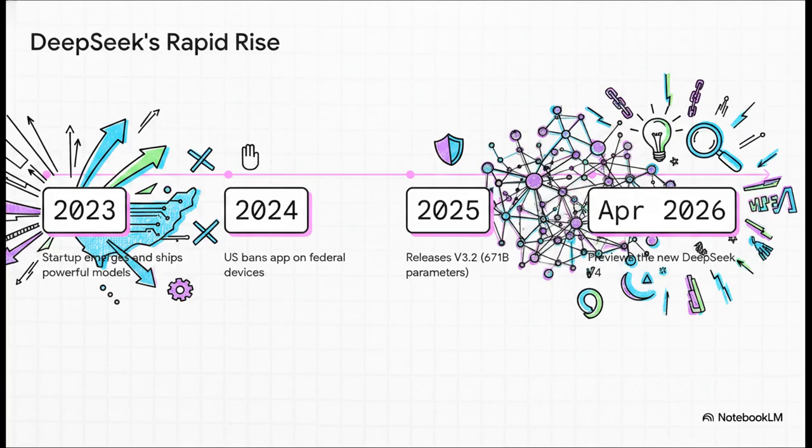You might remember their viral chat app. It caused such a massive stir that the US government actually banned it on federal devices over security concerns, and South Korea completely paused downloads. It was wild. But they just kept building. Fast forward to 2025, they dropped DeepSeek V3.2, which was this massive 671 billion parameter beast. And that brings us to April 2026, where they previewed exactly what we are looking at today, DeepSeek V4.